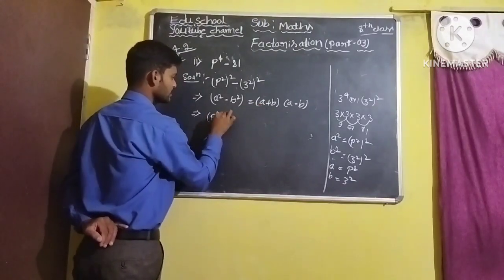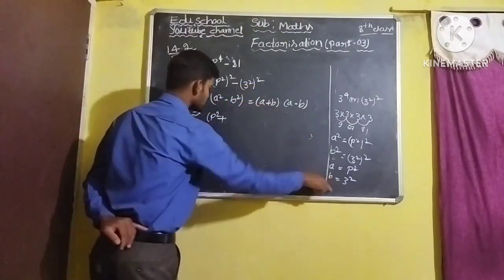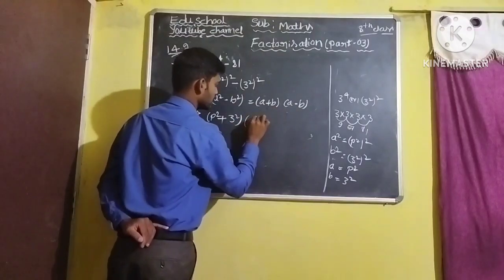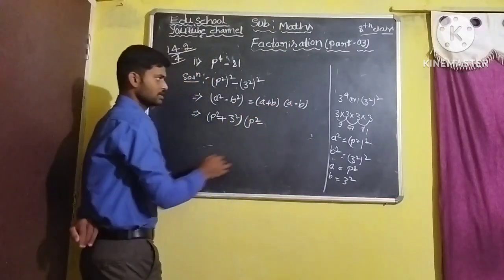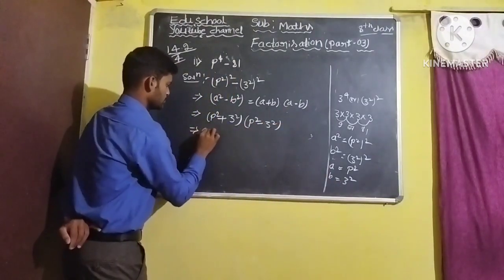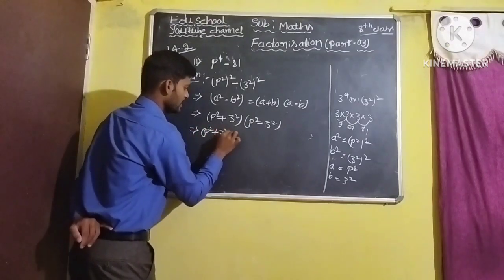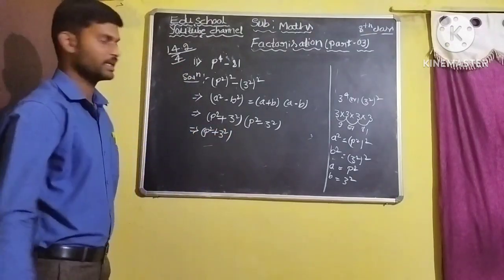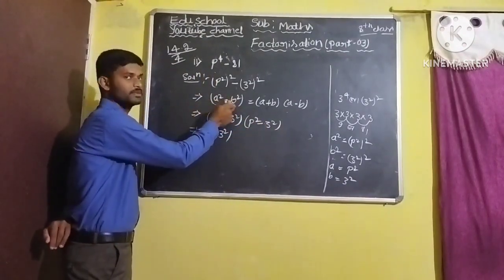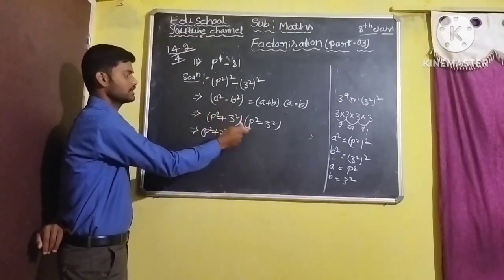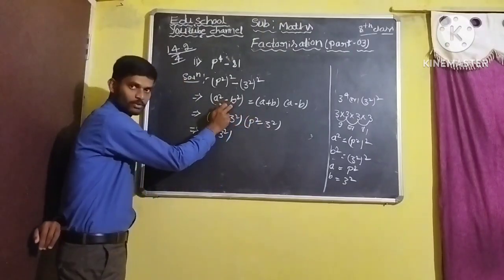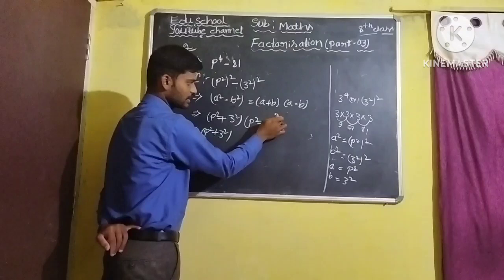In the place of A I can write P square, plus, and in the place of B I can write 3 square. Into, in the place of A I write P square, minus, and in the place of B I write 3 square. P square plus 3 square has no identity, but P square minus 3 square is in the form of A square minus B square, where A square is P square and B square is 3 square.